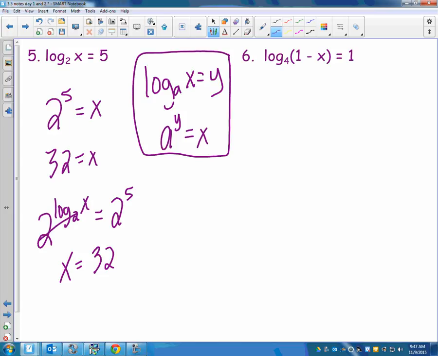So if you haven't already started, do number 6. Either way. You can do the definition of a logarithm way, or in this case, you would 4 both sides.